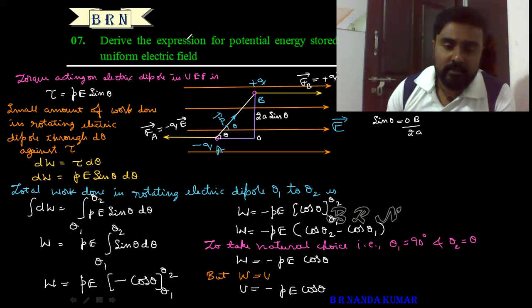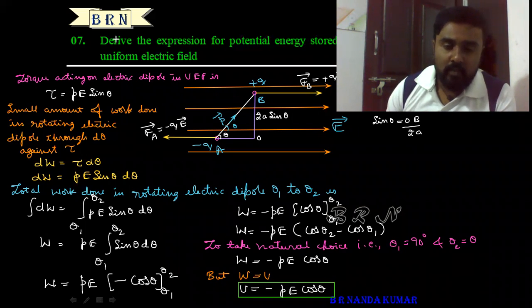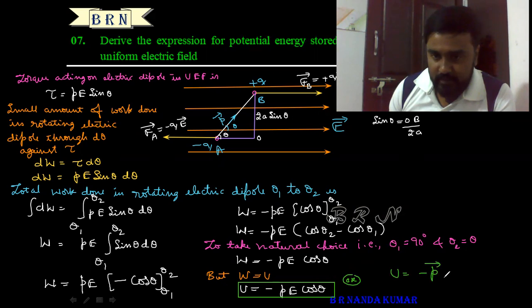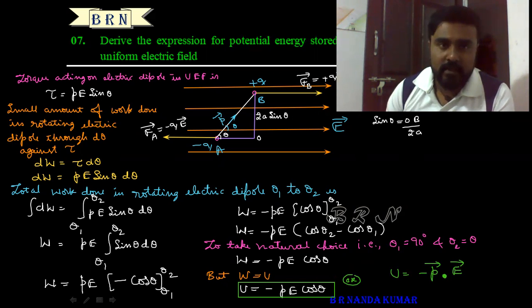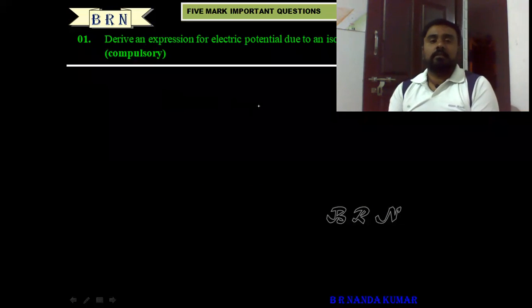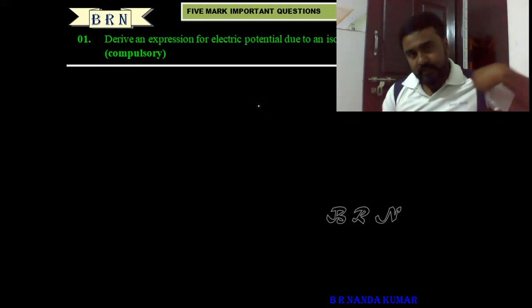This is the expression for potential energy stored in an electric dipole, in vector form, vector notation: minus P vector dot E vector. Okay, this is very important for 3 marks again. Next, I have finished the very important 3 mark derivations of each chapter.